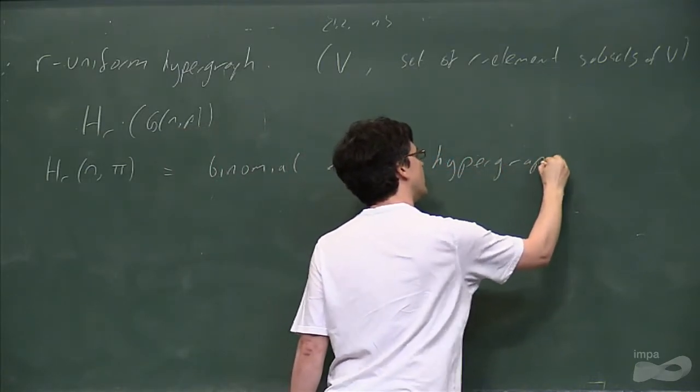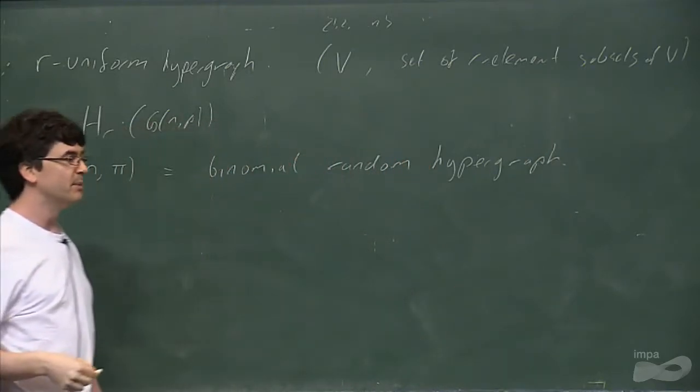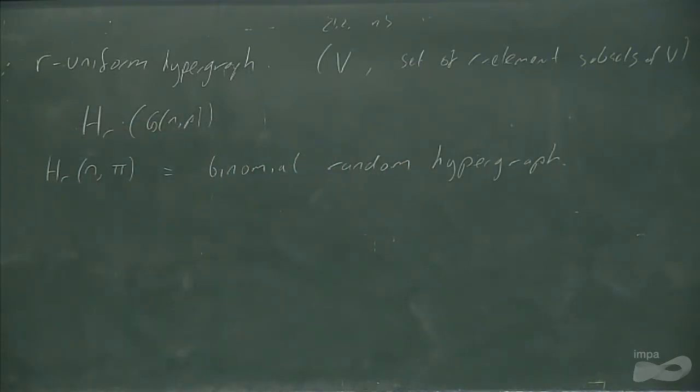What does that mean? Each possible edge, so R element set, is present with probability pi independently of the others. Okay? Right. Random hypergraph. Are they the same? Are they similar? They're definitely not the same. And the reason they're not: to be the same, we would have to take pi to be p cubed, because of the probability a particular triangle is present in GNP.